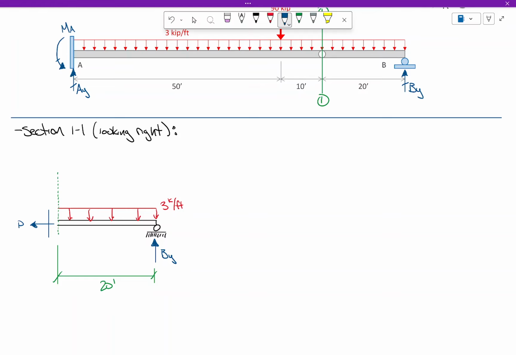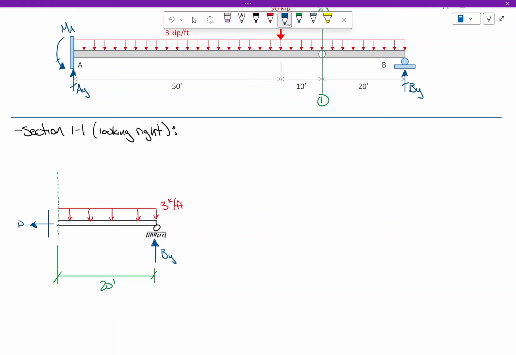Is there a moment here? No. And why are you shaking your head no? Because you're at a hinge. Okay. So, you tell me what to do. What should I do? This is our section. Sum the forces in the y direction. Okay, we are going to do that a little bit later.